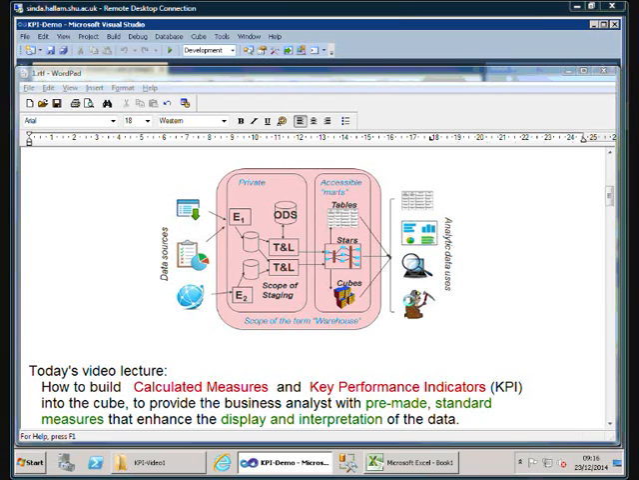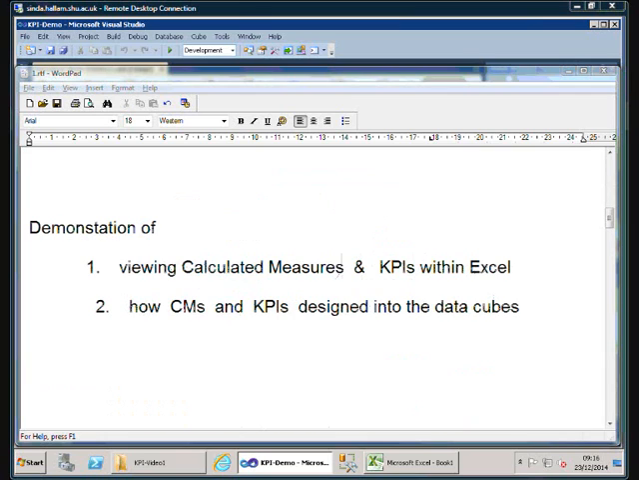In this class we look at how calculated measures and key performance indicators can be added at the stars or particularly the cubes level to provide the business analyst with pre-made standard measures that help them display and interpret the data. So most of this video class will be a practical demonstration, firstly of how to view the calculated measures and the key performance indicators once they've already been set up, but then we'll backtrack and see how these were designed into the data cubes themselves.